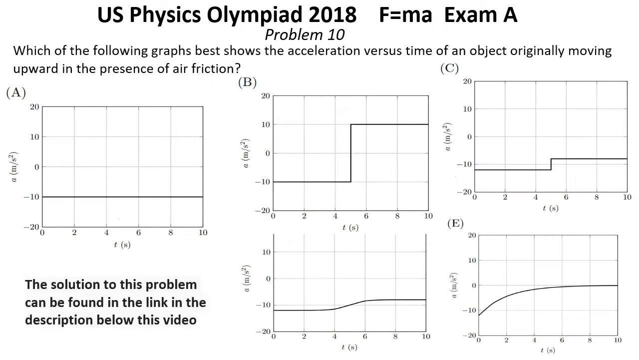Problem number 10. Which of the following graphs best shows the acceleration versus time of an object originally moving upward in the presence of air friction?